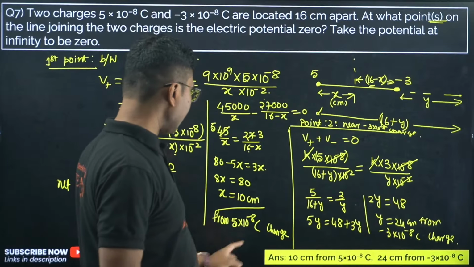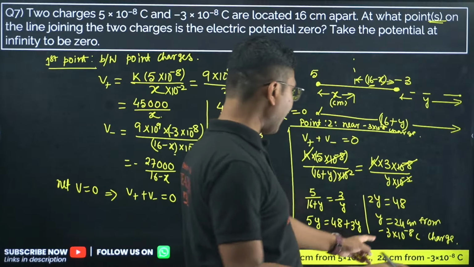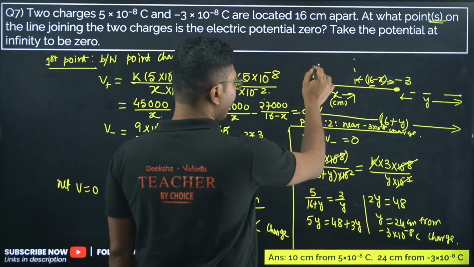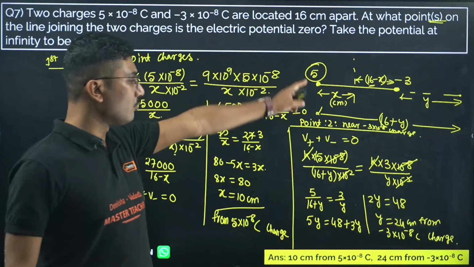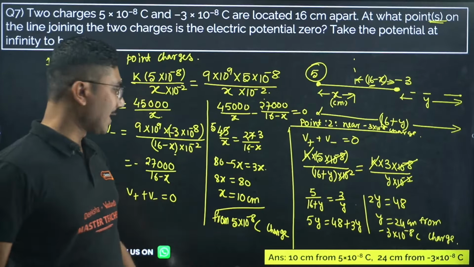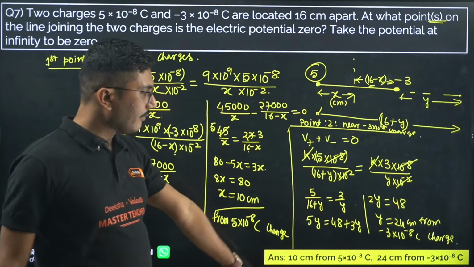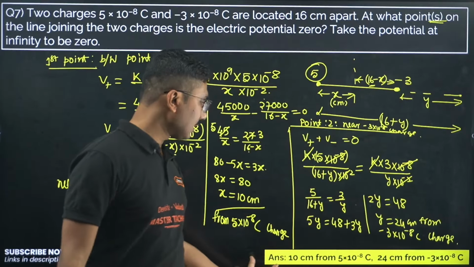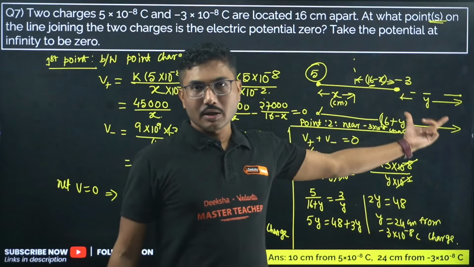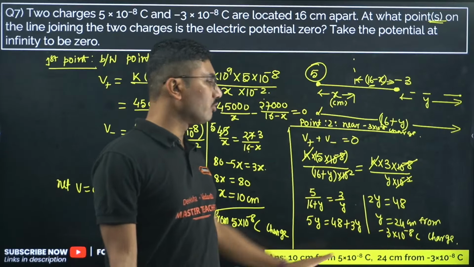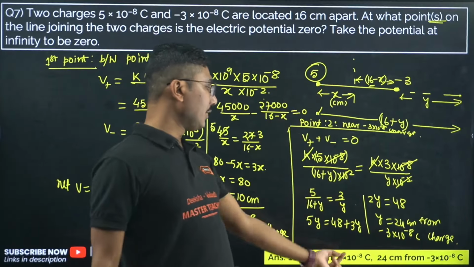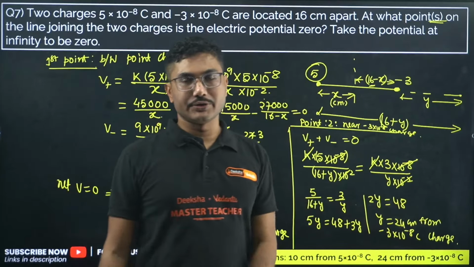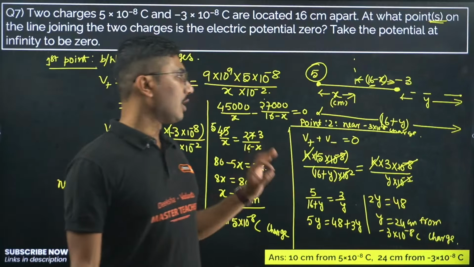So let's see the answer. 10 centimeter from 5 and 24 centimeter. It is not 40, it will be 24. Okay, 40 centimeter from 5, correct. If you are saying both from 5, that is fine. But I have taken from the second charge because this is closer. So from one charge, the first case is 10 centimeter, from the second charge it will be 24 centimeter. If you calculate both distances from the same charge, it will be 10 centimeter and 40 centimeter, but you have to mention from which charge. If you do not mention it, you will not get full marks.